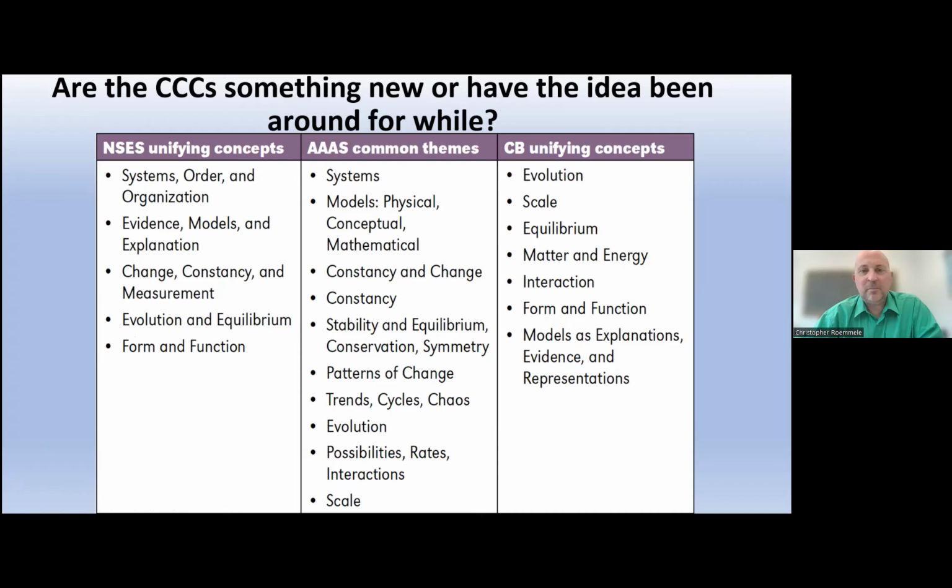AAAS had something called Common Themes, which was somewhat similar and somewhat different to the standards' unifying concepts. And then the College Board also had their unifying concepts, somewhat similar but somewhat different from the other two organizations, with their big ideas or unifying concepts. And so around 2011, 2012, and by 2013, the Next Generation Science Standards were put forth. And that third strand of rope was the cross-cutting concepts.